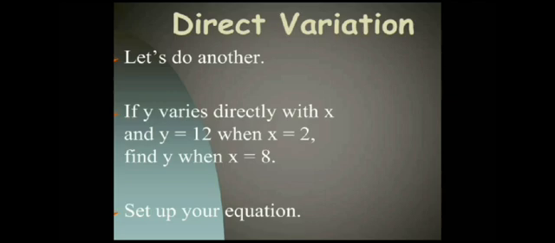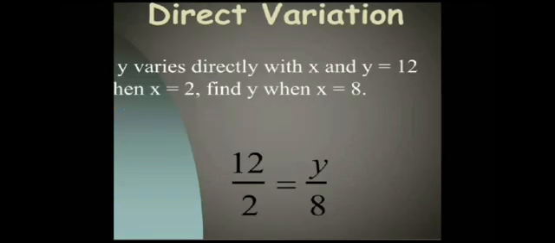Let's do one another question. Here y varies directly with x. Now here it is given y is equal to 12 where x is 2, and we have to find out y when x is equal to 8. Let us first of all set up an equation. So if y varies directly with x and y is 12 when x is 2, then it will become 12 upon 2 is equal to y upon 8.